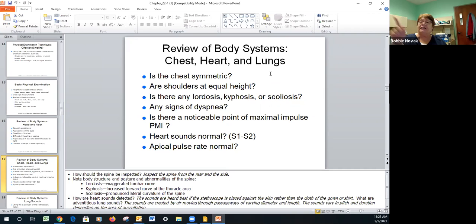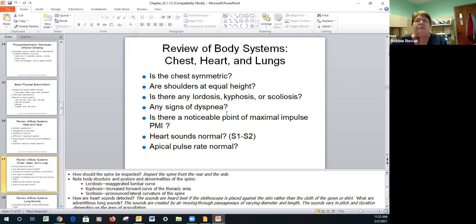Lordosis is like a C-shaped spine where the shoulders and the hips are back and the belly's out. You see this a lot with pregnant women who have very big bellies and they're trying to balance. That's lordosis, okay? Kyphosis is the hunchback, okay? So they're hunched over, kyphosis. And scoliosis is the spine is not straight. It's got like an S curve to it, okay?